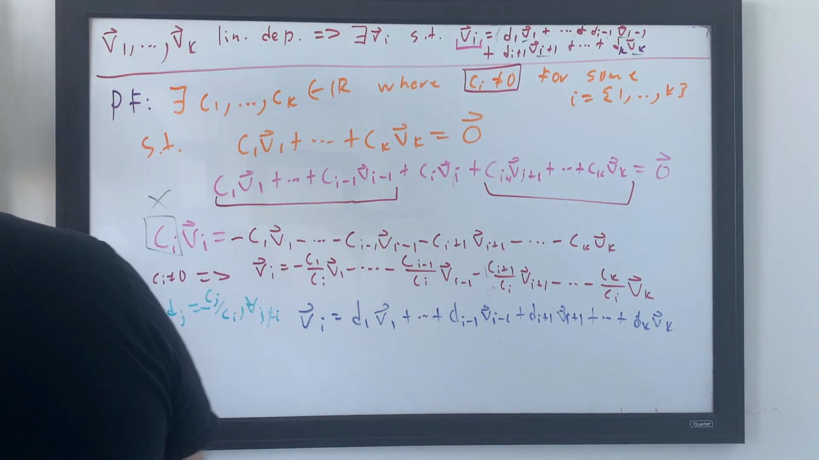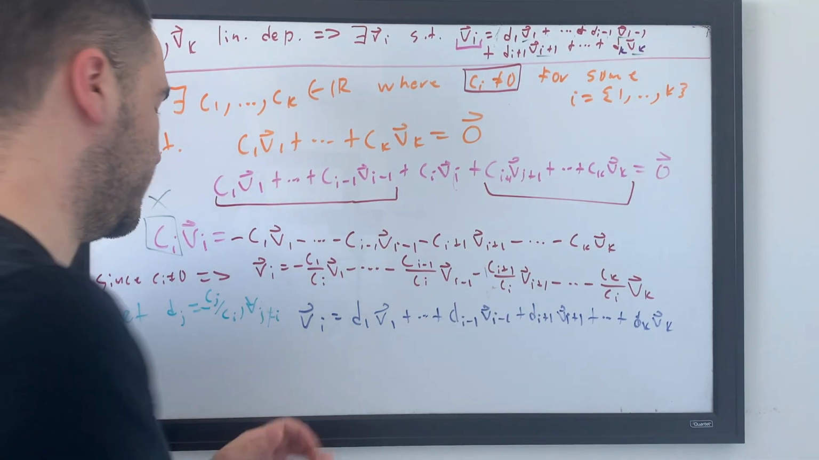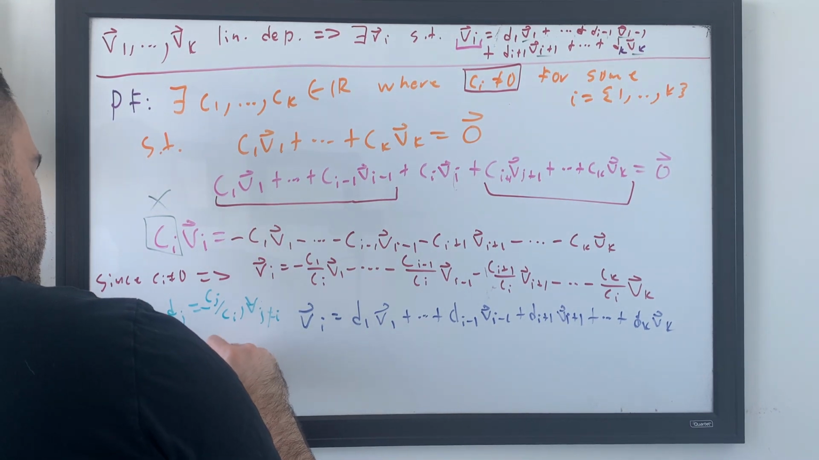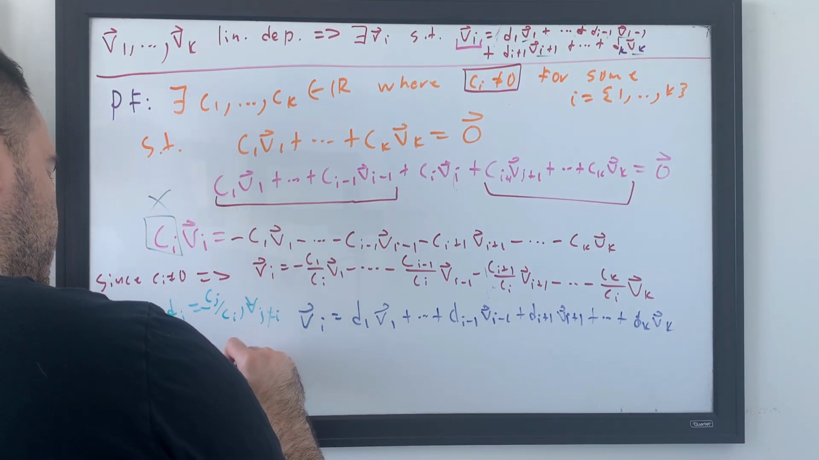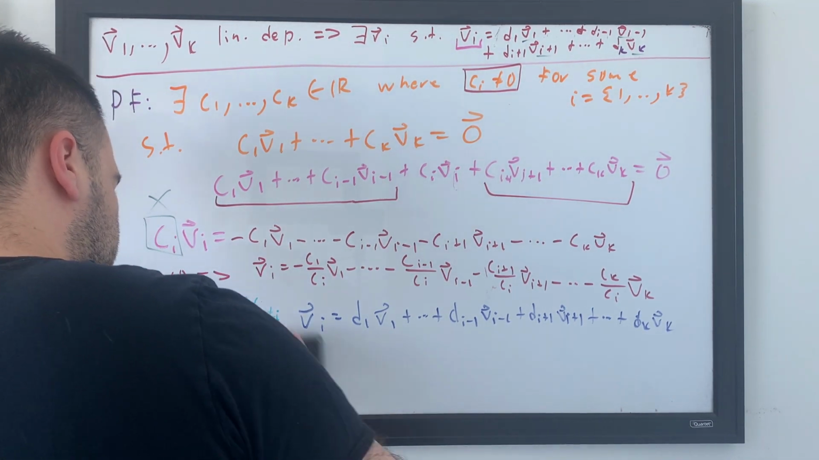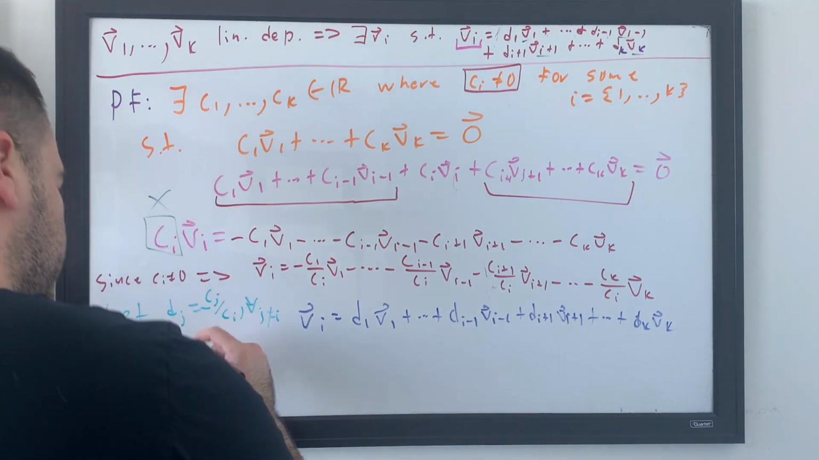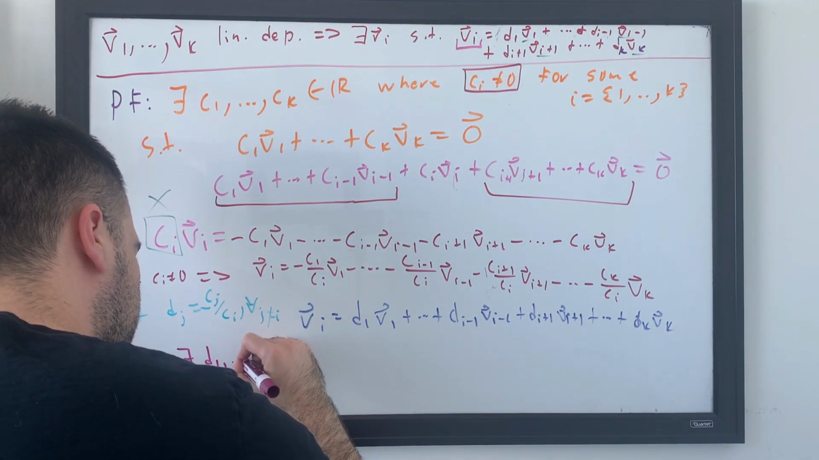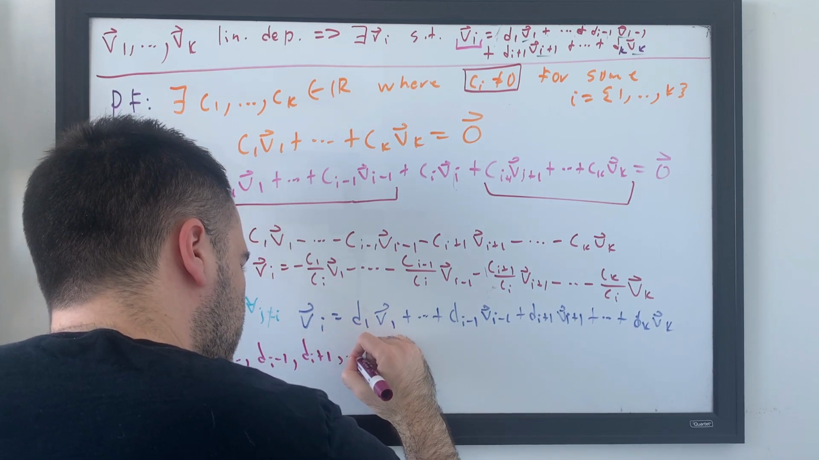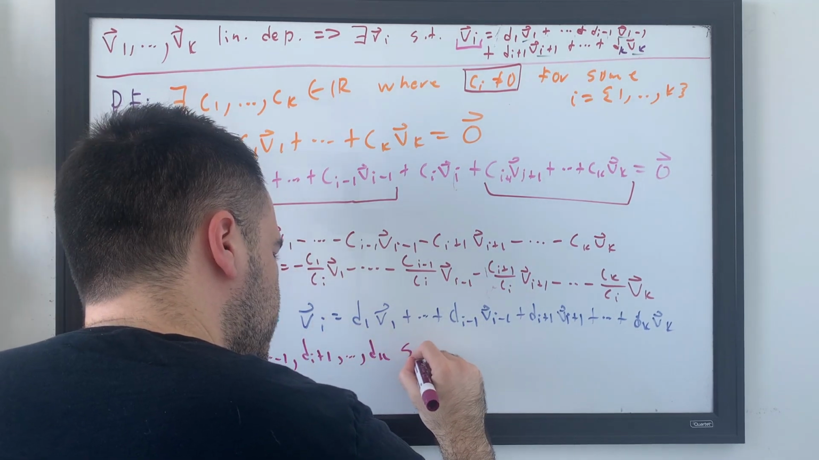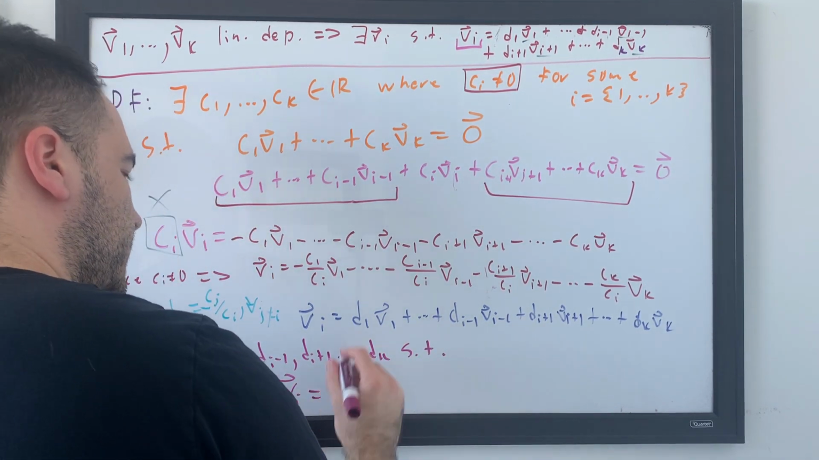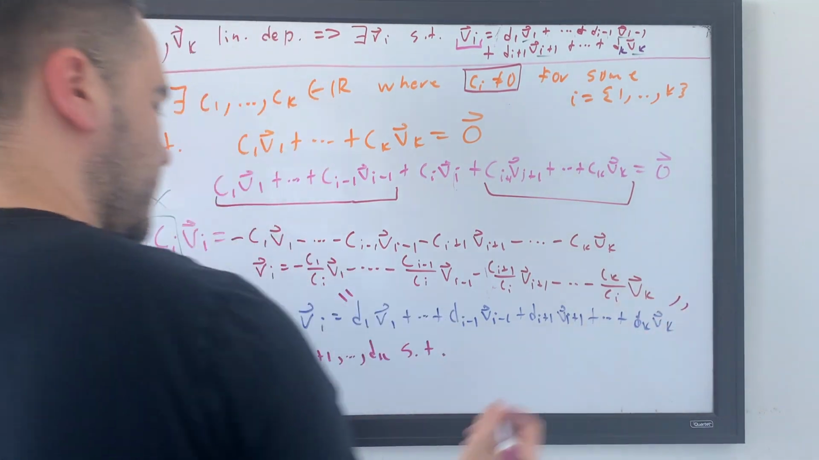And now all we have to do is give our final closing statement. Therefore, there exist real numbers d1 through di minus 1, di plus 1 all the way to dk such that vi is written as a linear combination of the others.